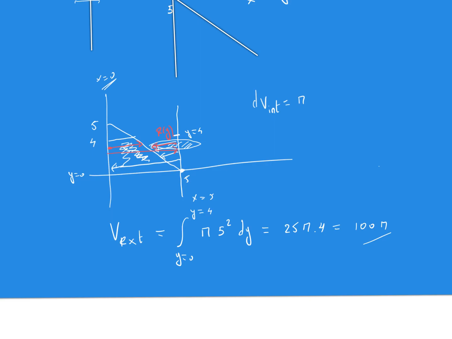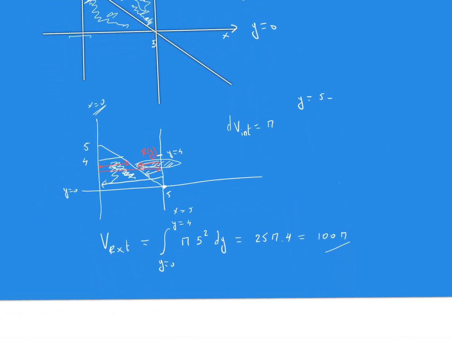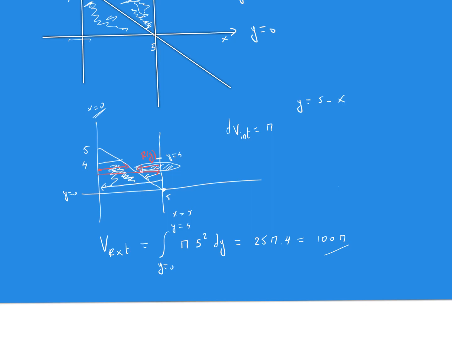So the curve is y equals 5 minus 5x. Let me see. 5 minus x. So x of y will be 5 minus y. And this equation is correct.